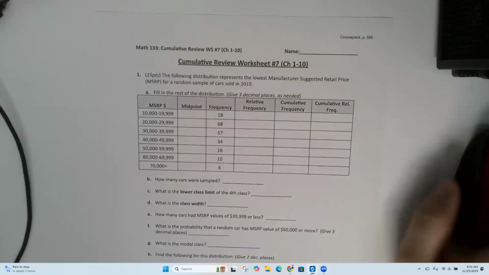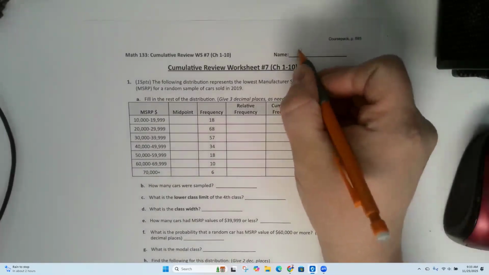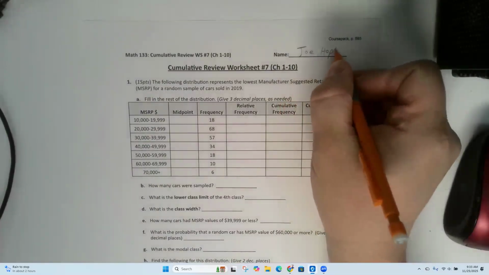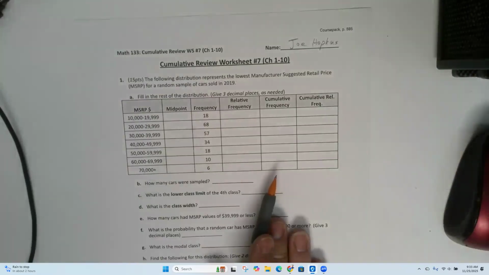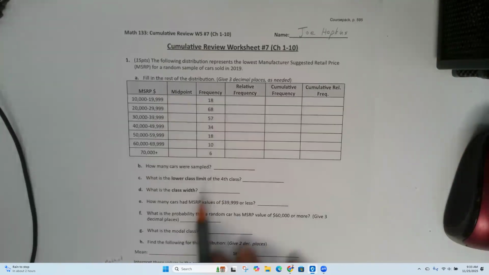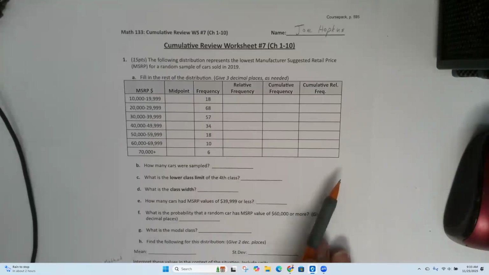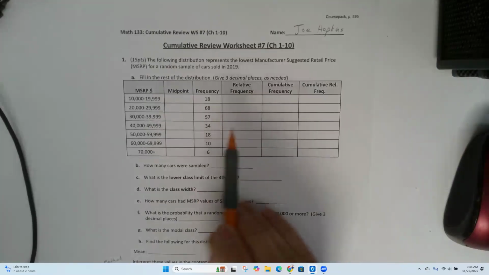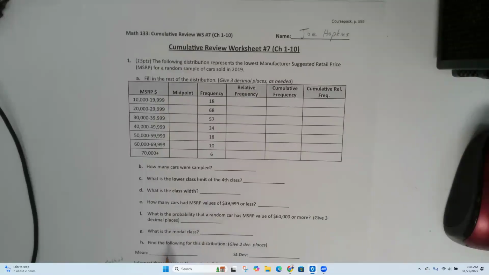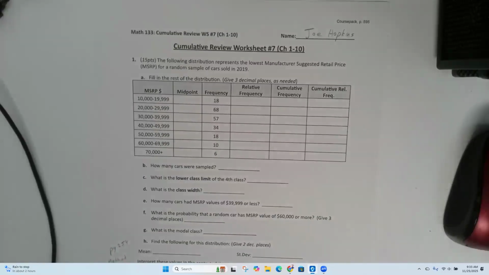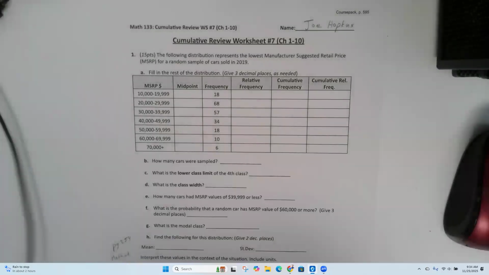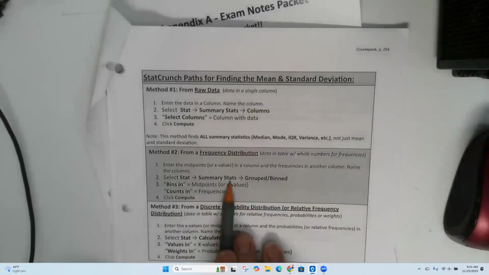Okay, so page 595. Here's all of the data that matches up with the data from the Google Sheet. And we've done a couple of these before. It's been a while, but when we're doing the mean and the standard deviation, you can go to page 254. There were 3 methods on page 254 on how to calculate mean and standard deviation.